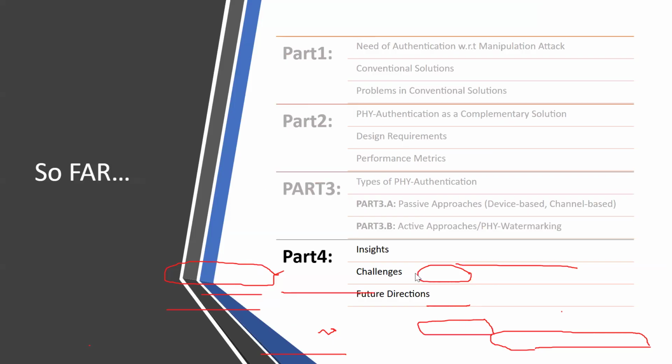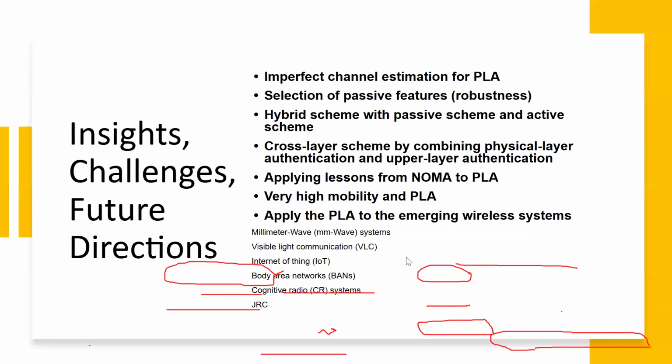So regarding insights, challenges, and the future directions, there are researchers who are working on imperfect channel estimation for physical layer authentication, selection of passive features, robustness, and hybrid schemes with passive and active schemes. Like a hybrid scheme, you embed two different schemes together, active and passive. Why? In order to further improve the security and authentication process.